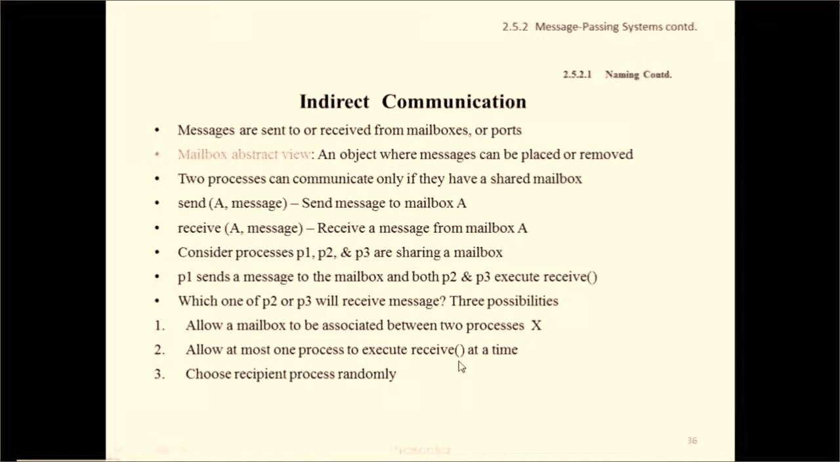So only one process is executing receive. Only one process is allowed to receive the message, and the receive by the other process fails. Or, as soon as the message comes, if more than one process executes receive, choose one of P2 or P3 randomly and send the message. But then there is no logic in this. This probably is going to work more. Number 2.